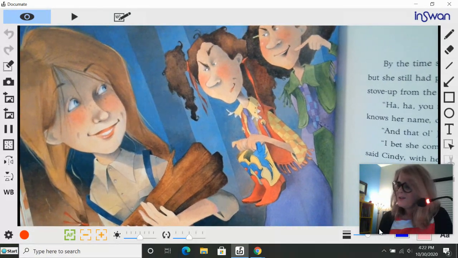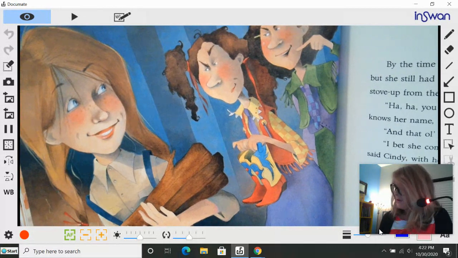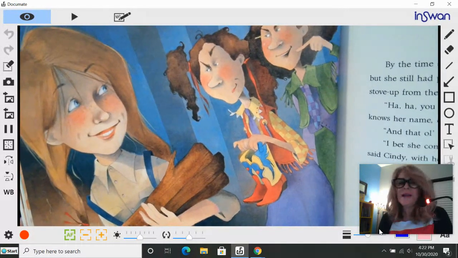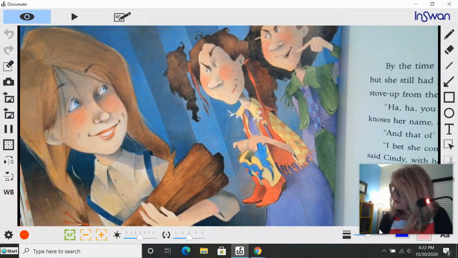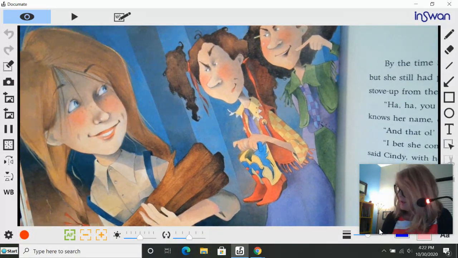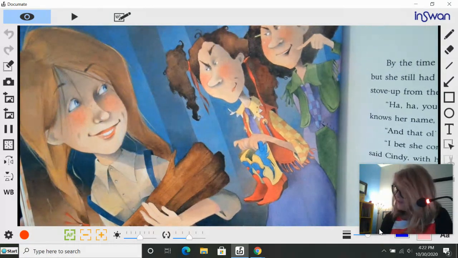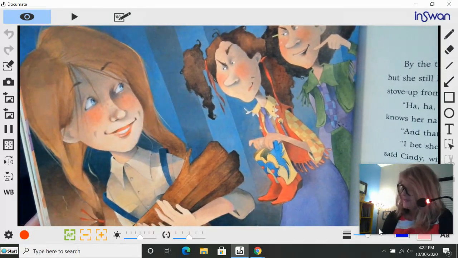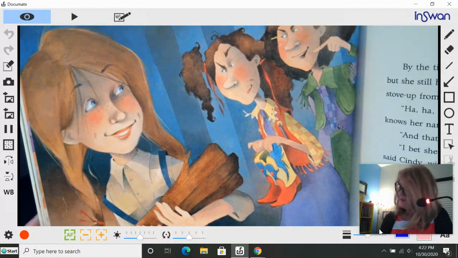"Ha ha! You missed the champion cowgirl," the older sister jeered. "Nobody even knows her name, or where she disappeared to. And that old Joe Prince is eating his heart out," said the younger one. "I bet she comes to the square dance tomorrow night," said Cindy with her new daredevil grin.